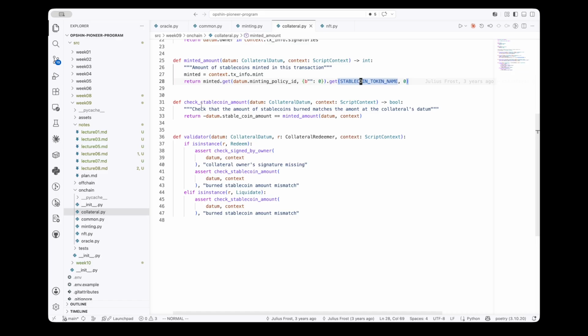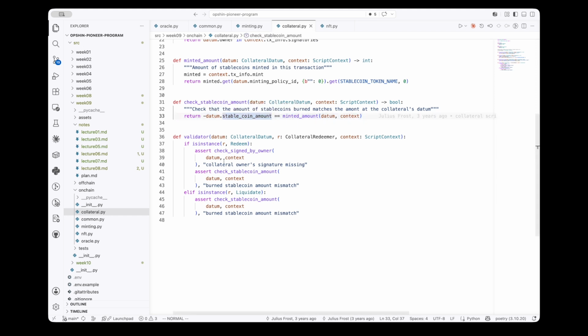And then this check stablecoin amount is something that we use to compare whatever we got out of here, so the amount that has actually been minted according to the script context, with what's written in the datum, where we also write the stablecoin amount.